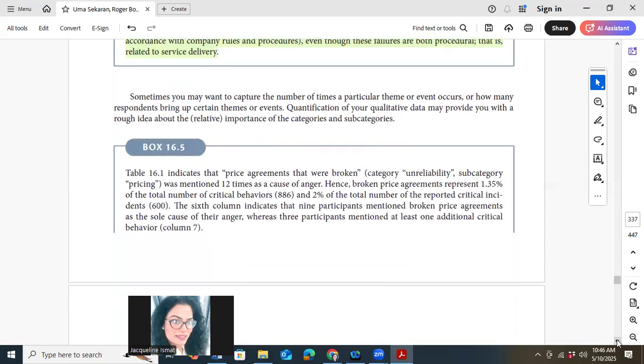So sometimes if we want to capture the number of times a particular event or theme occurs, how respondents bring up certain themes or events. So quantification of a qualitative data may provide you with a rough idea about the relative importance of the categories and subcategories. We are now moving towards quantification of qualitative data. So, right? And we are given some table here to this extent.